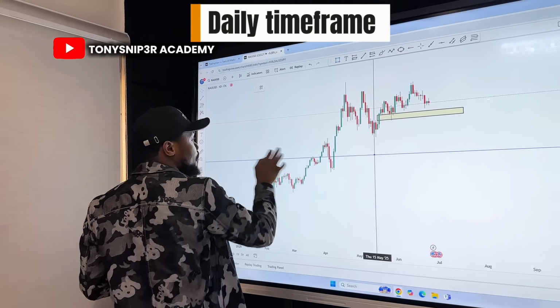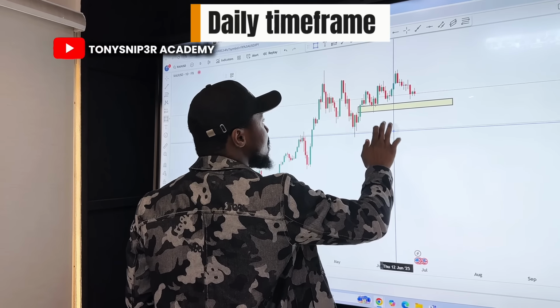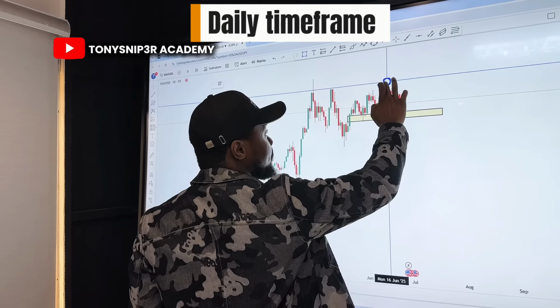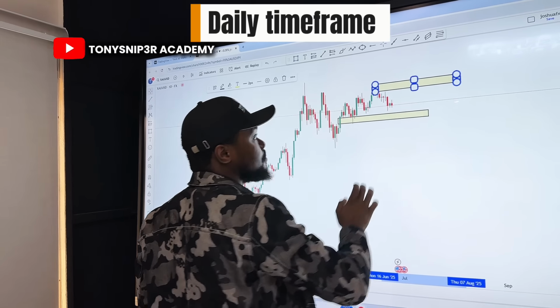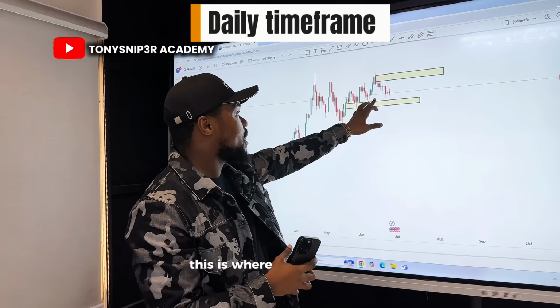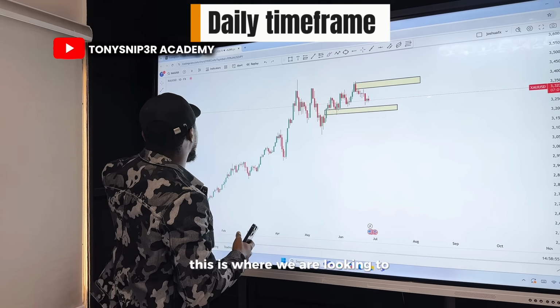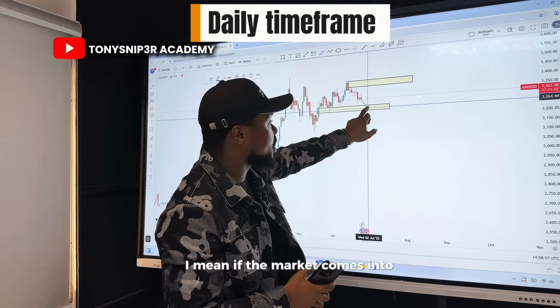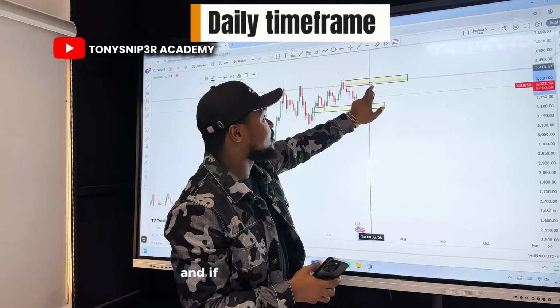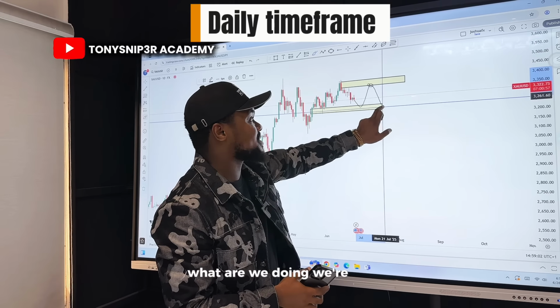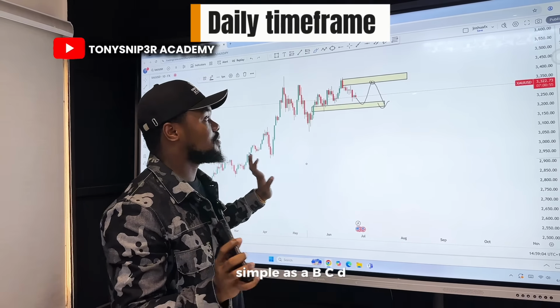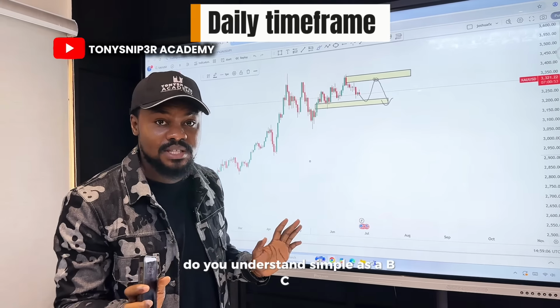Now, we've already marked our bottom key level from the weekly, right? On our daily now, we're going to mark here. Mark this point also. Okay, now this is where we are looking to buy. This is where we're looking to sell. Meaning if the market comes into here, what are we doing? We're buying. And if the market comes into here, what are we doing? We're selling. Simple as ABCD. Do you understand? Simple as ABCD.